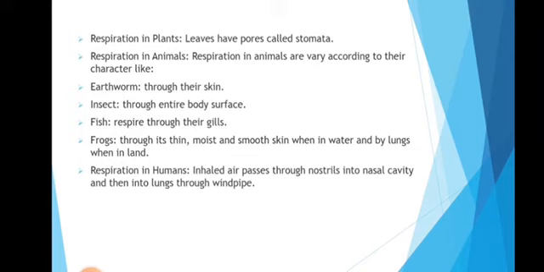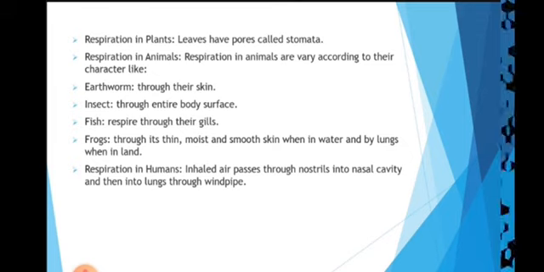We also learned about respiration in plants. The leaves have pores called stomata. We also learned about respiration in animals. Respiration in animals varies according to their characteristics, like the earthworms breathe through their skin, the insects through their entire body surface, fishes respire through their gills, frogs through their thin, moist, smooth skin when they are in water, and by lungs when they are on land. Respiration in humans involves inhaled air which passes through the nostrils into the nasal cavity and then into the lungs through the windpipe.